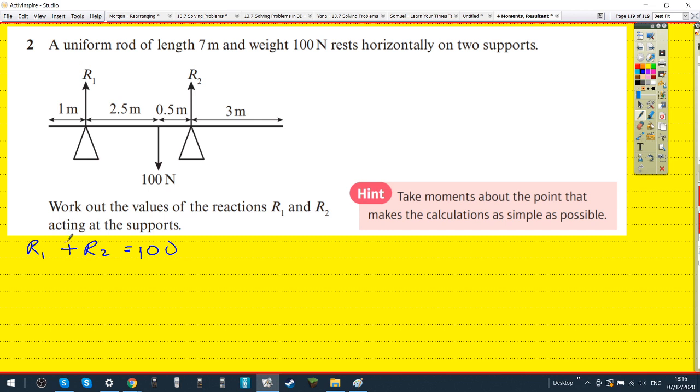The problem is you've got two unknowns. If you take moments about reaction 1, about this point here, let's call this A, and over here, this is B. If you take moments about A, you would get 0 times reaction 1. That would eliminate that unknown because it's 0 away from it. Okay, how about the other two forces?